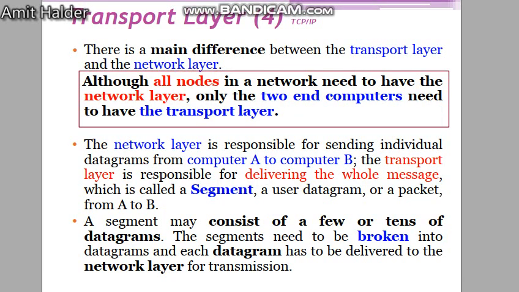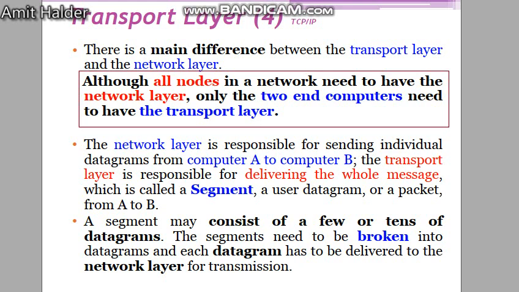So what are the issues of the transport layer now? Now there is the part of the service that comes around. The main difference between the transport layer and the network layer is that all nodes on a network need to have the network layer, because the network layer will establish a network between these two end-to-end computers, but they also need to have the transport layer. Why? Because there are some segmentations, there is some tunneling, there is some channel that needs to be created between these two to make a proper flow of the data.